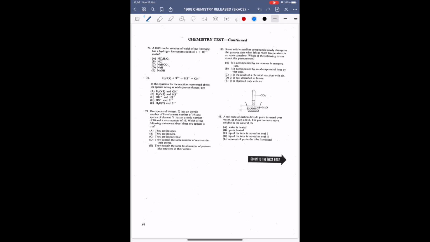77 is basically asking if any of these acids have a concentration of 0.001 molarity, it will have a pH of 3, because pH equals negative log H plus, and if you do negative log of 1 times 10 to the power of negative 3, you'll basically get 3, right? So it's a pH of 3. So if we know that 0.001 molarity has a pH of 3, that means at 0.01 molarity it'll have a pH of 2.